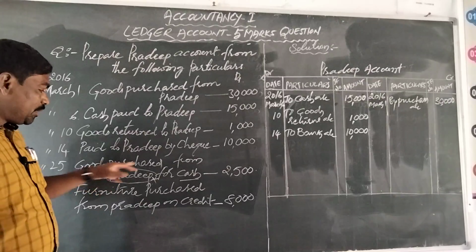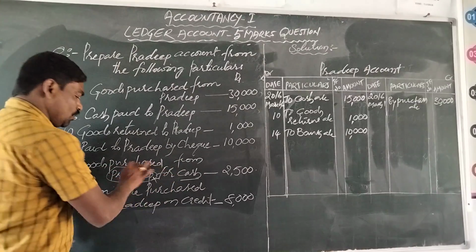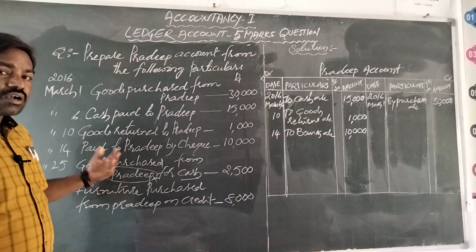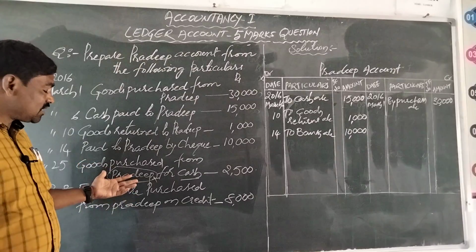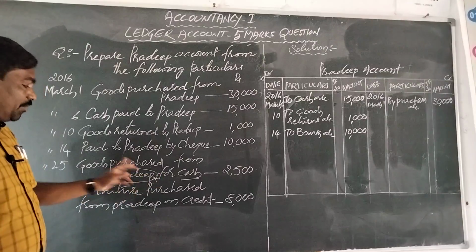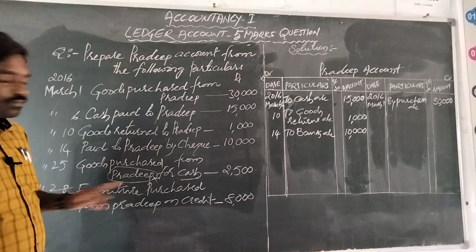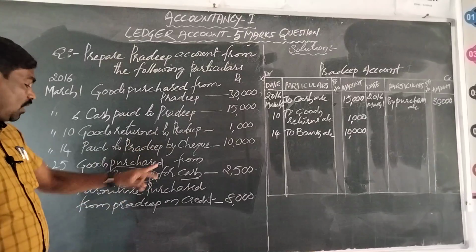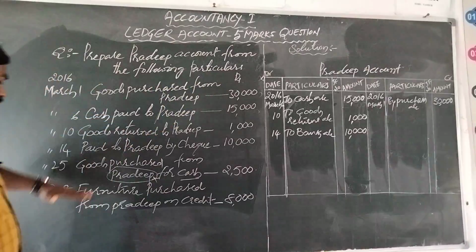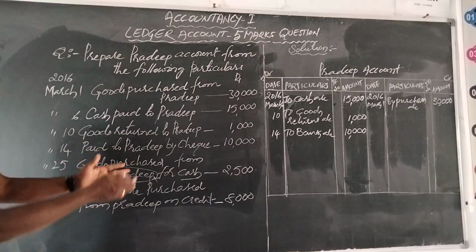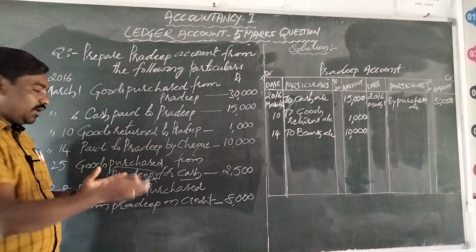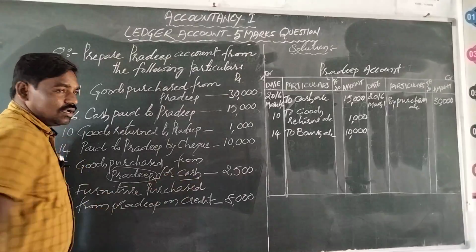Then you see, goods purchased for cash. Here there is no name of a person. We are not giving any importance to the name of a person in this transaction. So the entry will not come in the Pradeep account. Of course, it may be recorded in the cash account and purchase account, but not in the Pradeep account. So we must not record it in the Pradeep account.